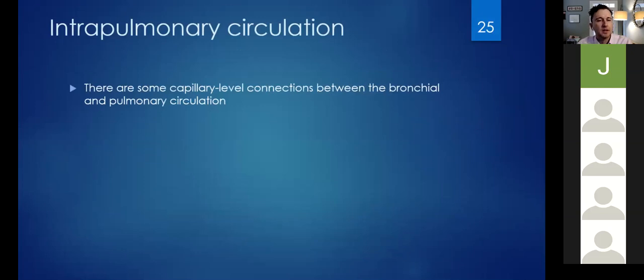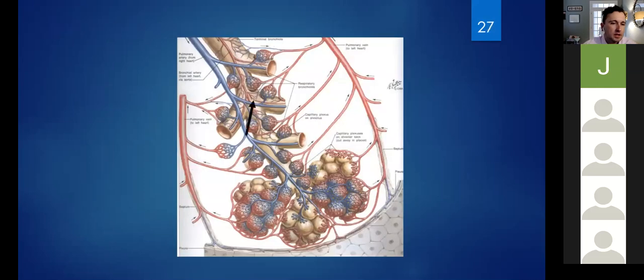And then there's this concept of intrapulmonary circulation, where you see some capillary level connections between the bronchial circulation and the pulmonary circulation. It's kind of hard to see, but here you can see some pulmonary capillary beds feeding into bronchial capillary beds. This isn't terribly important, but in some disease states, like in pulmonary embolism, these connections can help prevent lung tissue infarction. So it's kind of a duplication of circulation in certain areas in states of hypoxia. You see another little example there.